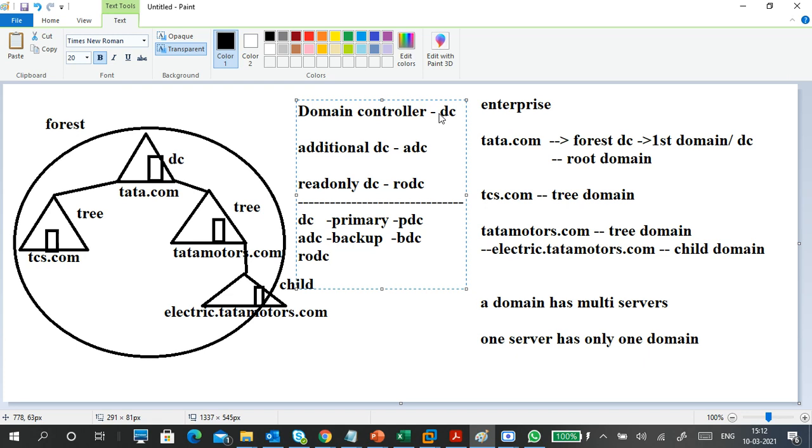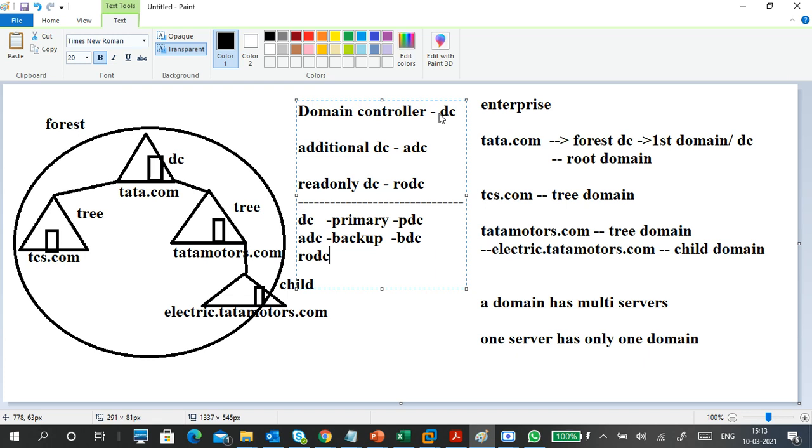RODC has no old names, but it is the read-only domain controller. Read-only means it contains the database and gives you authorization, but we cannot change the data in the RODC. We can change the data in DC and ADC.